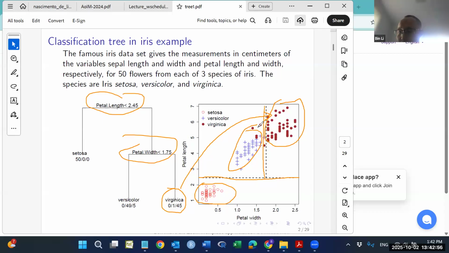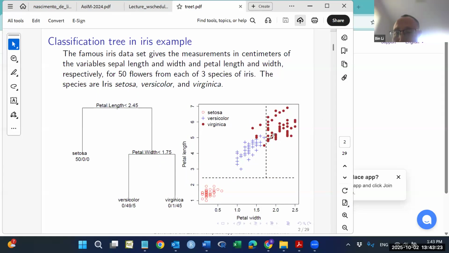But you can see we have some crosses, some samples that are misclassified. Here we have 4 virginica that have a petal width less than 1.75. And we also see there is one versicolor that, let me see, you cannot see that. The one that crosses is here. You can see there's a blue cross here. So there's one versicolor that has a petal width greater than 1.75.